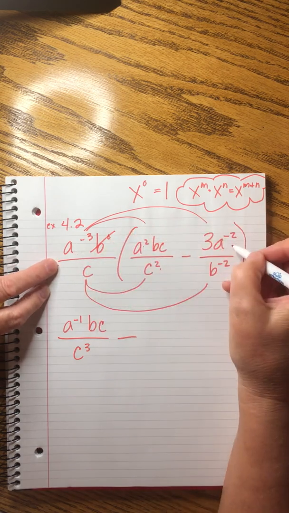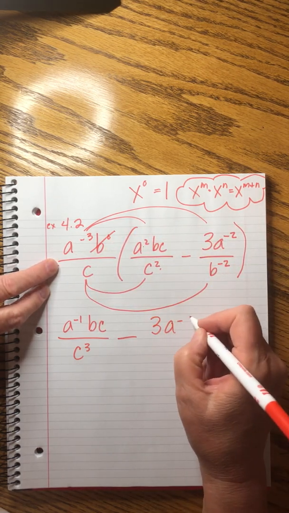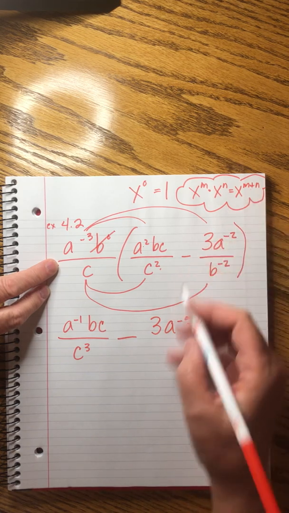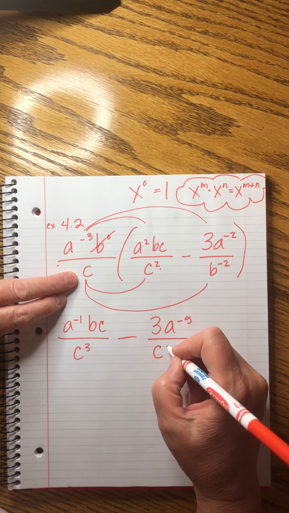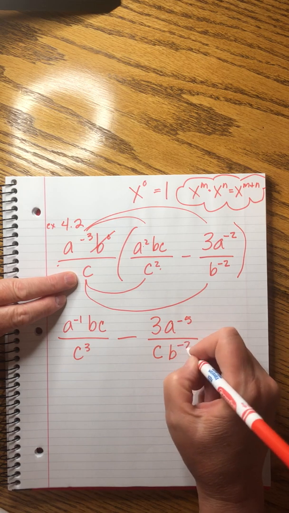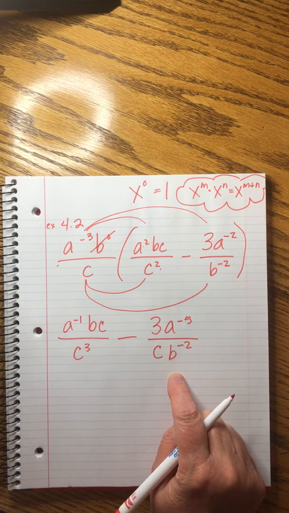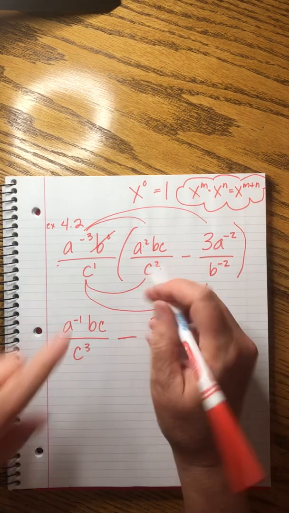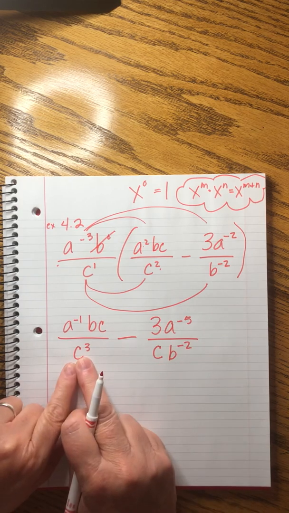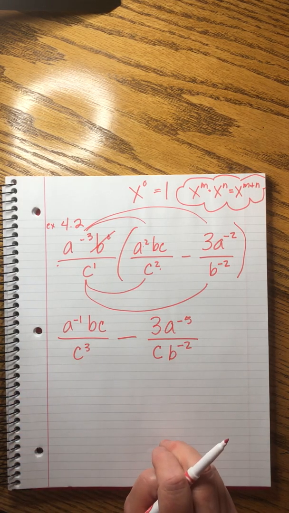Minus, let's do the top again. This will be 3a to the minus 5, right? I add them over c, b to the minus 2. I didn't put that in alphabetical order. I'll catch it on my next pass. Remember, this we can see as to the 1, so that when we're adding those, that's where I got the 3. Okay? Now let's simplify.